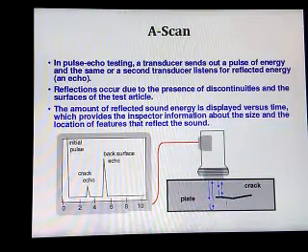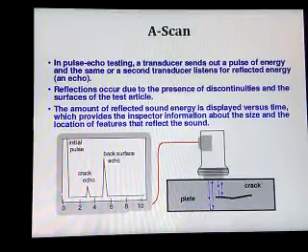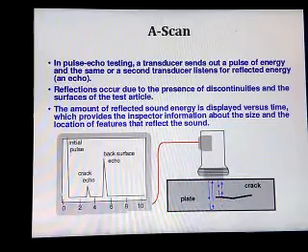In this representation, if this is a crack and this is the transducer arranged, the ultrasonic waves reach in this way. If there is no flaw, then this is the reflected sound, and if there is a flaw, the reflected sound or ultrasonic wave is represented in this way. This is represented in the form of pulses.